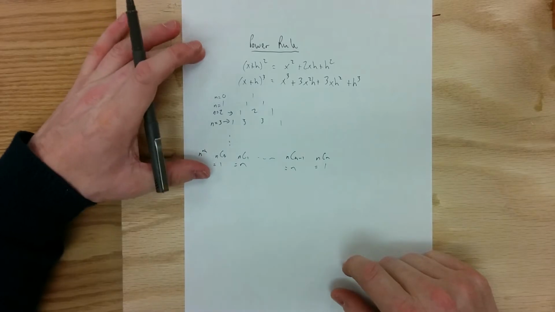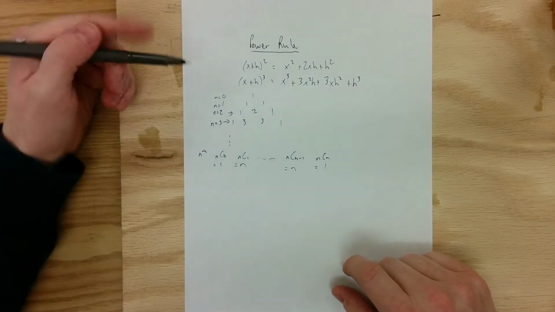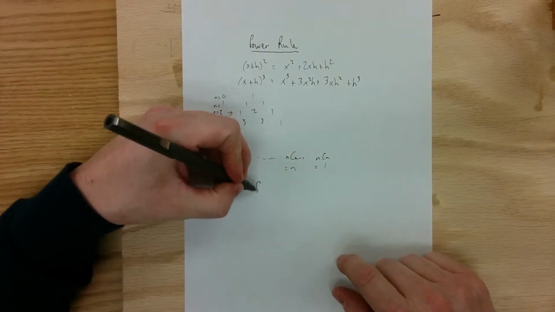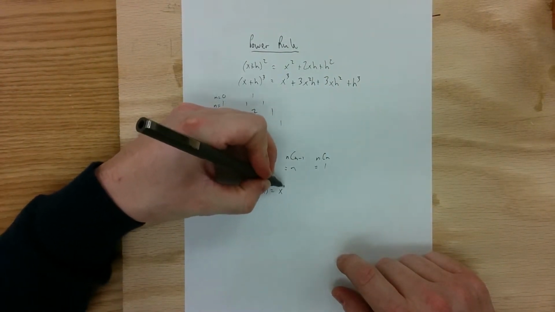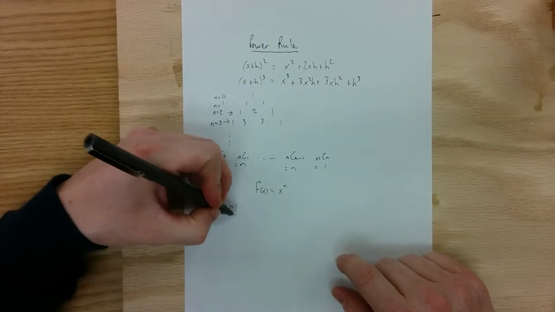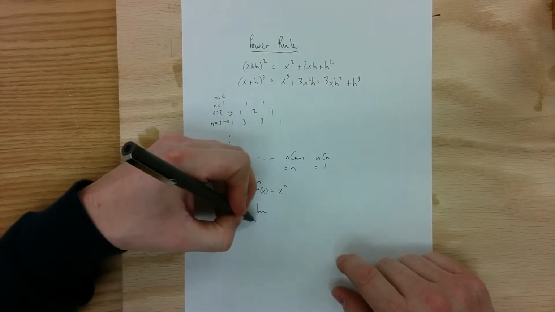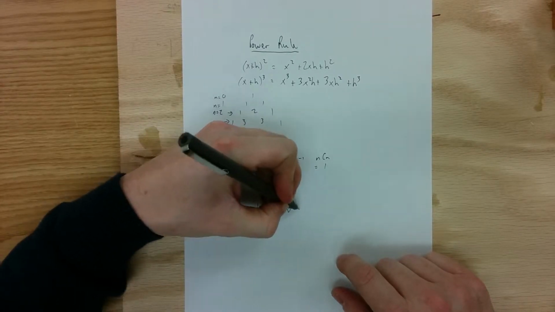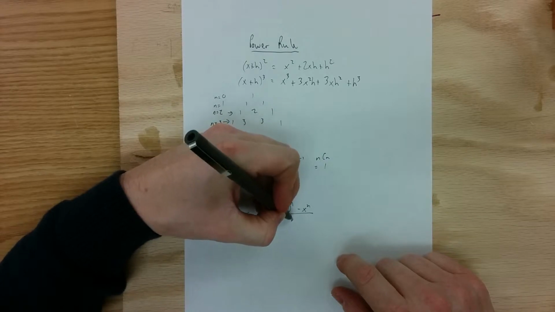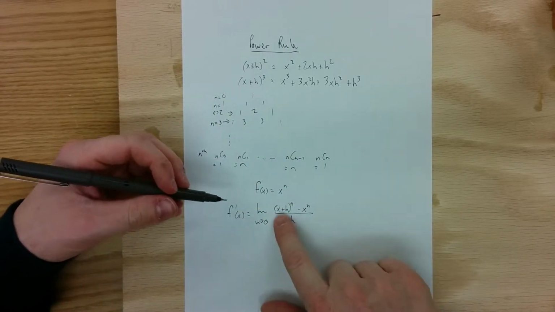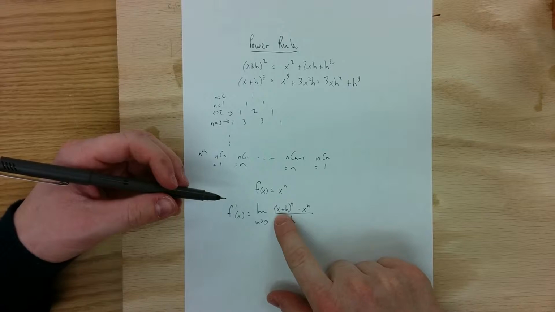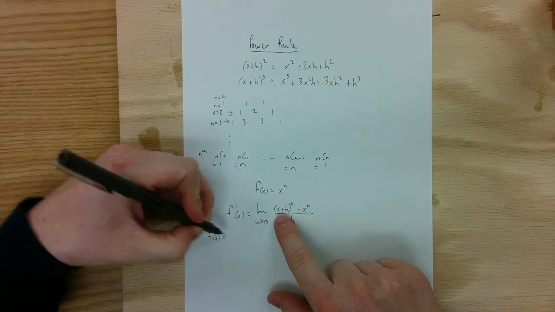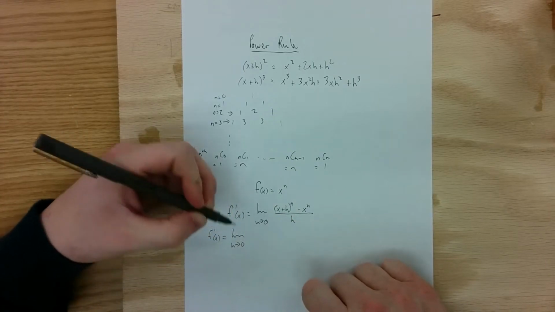Now, we're going to make use of this property because at some point we're going to have to do an x plus h to the n expansion very quickly. So if we define f of x as being x to the n, then f prime of x is going to be equal to the limit as h goes to 0 of x plus h to the n minus x to the n over h. Now, here's where we have to do that expansion. I'm just going to move this over because this line takes a lot of space. So we're going to go ahead and expand this.